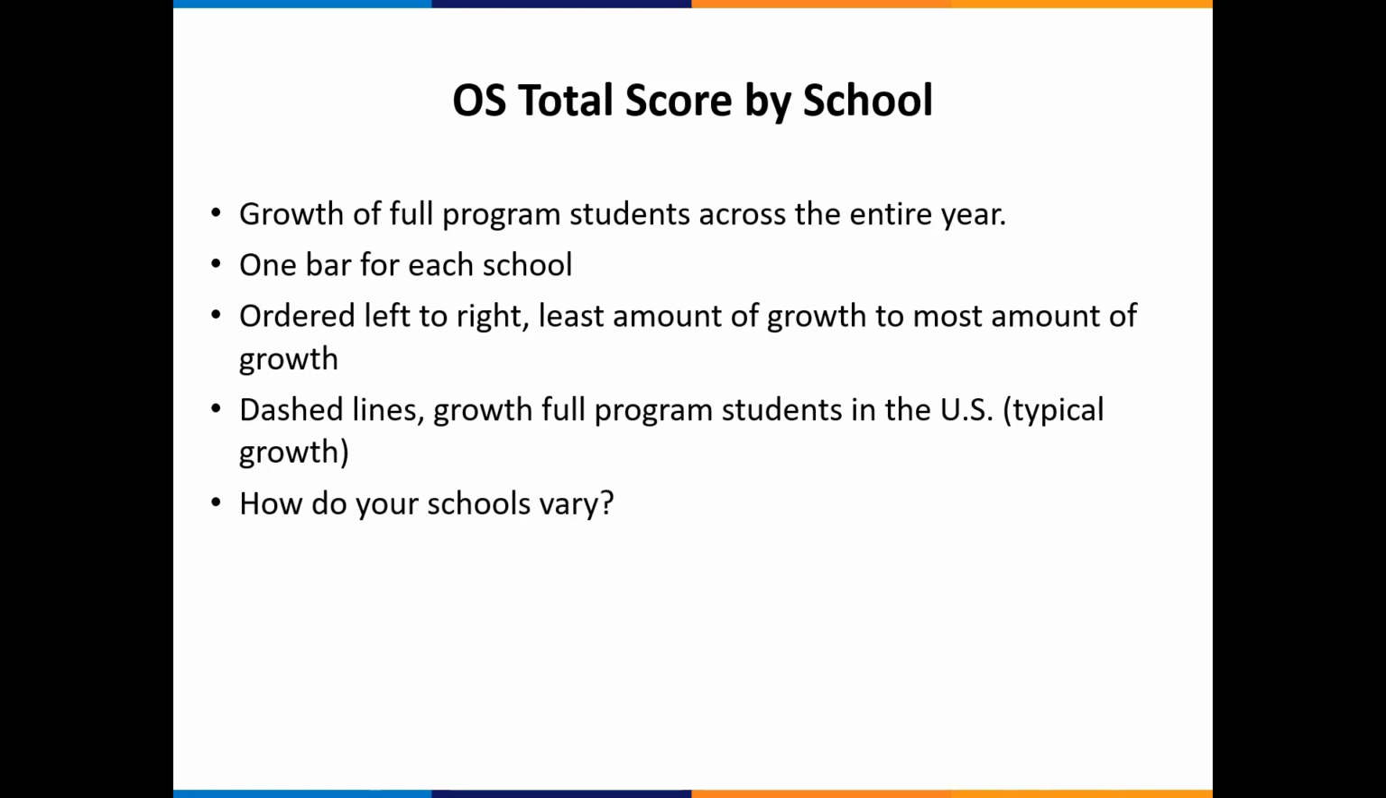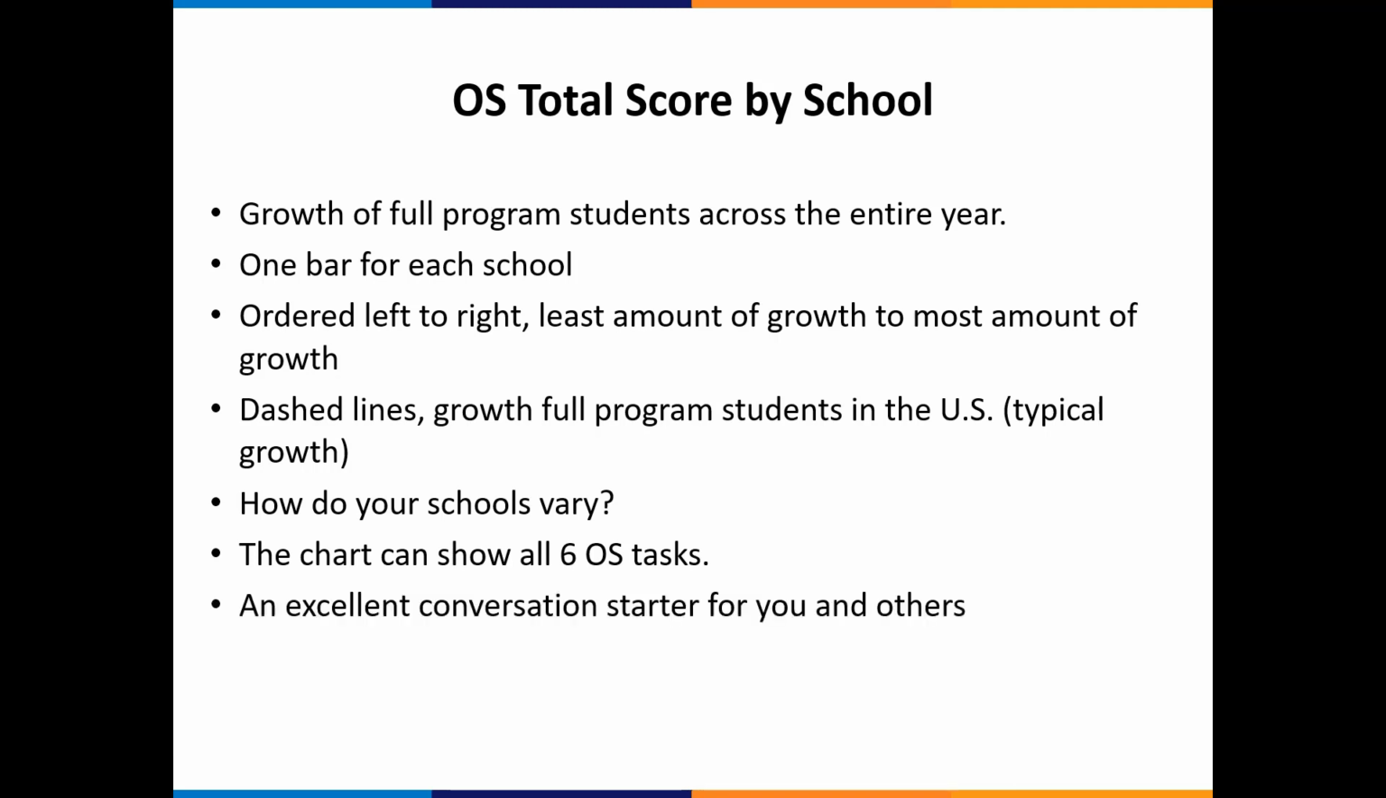So one thing that this report helps us answer is how do your schools vary? In the I3 report, it talks about variation in results, and this report can show very clear variation in results from school to school. By default, the report will start by showing you the growth on the OS total score, but you can, and I will show you how to do it, refresh the report so it shows growth across the year on all 6 tasks, or you can choose a specific task and look at the growth on different tasks of the observation survey.